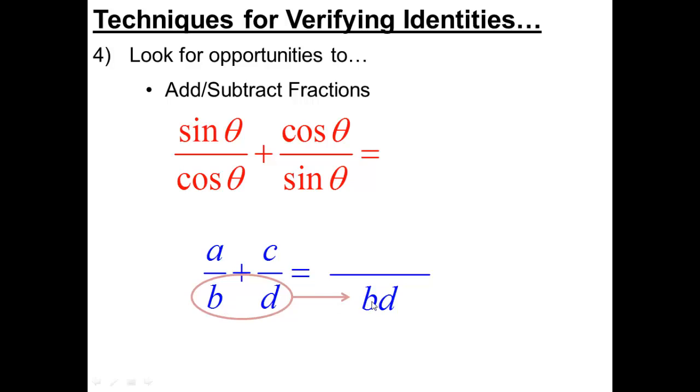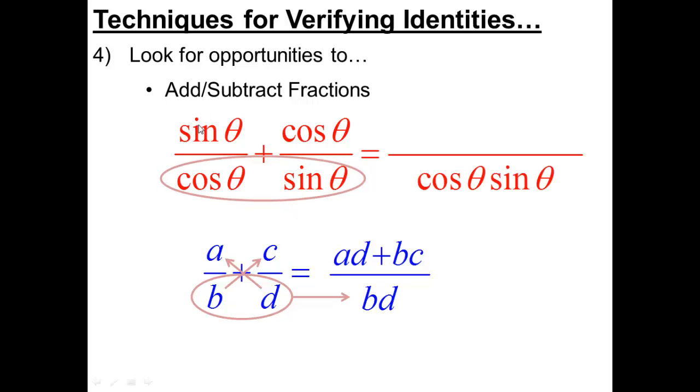This one would give us BD. And then to get the numerator, we just cross multiply. D times A, B times C. And of course, if this is plus, then we add them together. If this is minus, then we subtract them. So this works every single time we are trying to add fractions together. Kind of a quick way to add fractions together. Take the denominators, multiply them together, and then to get the numerator, cross multiply. Sine times sine is sine squared. Cosine times cosine, cosine squared.